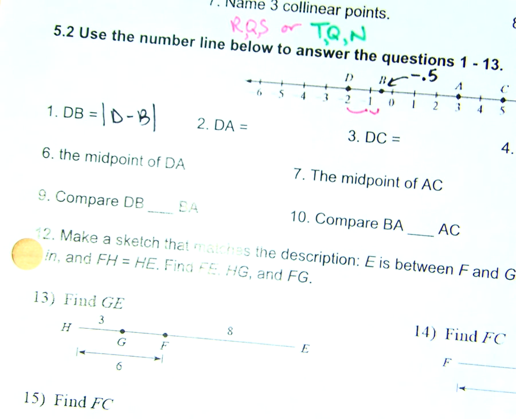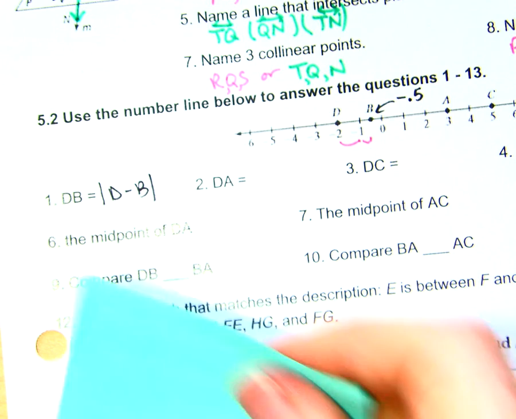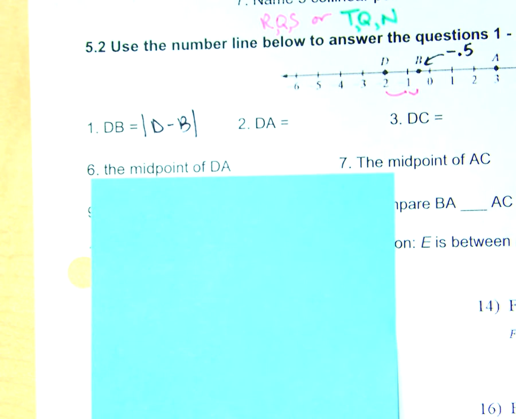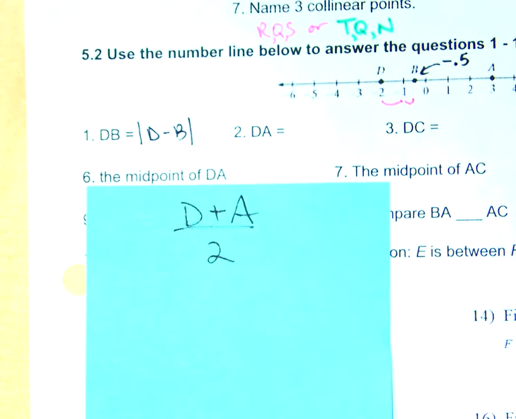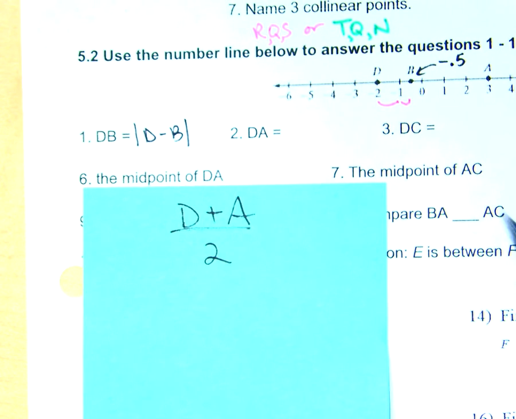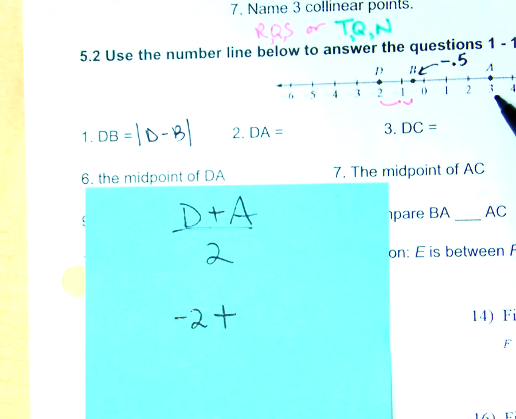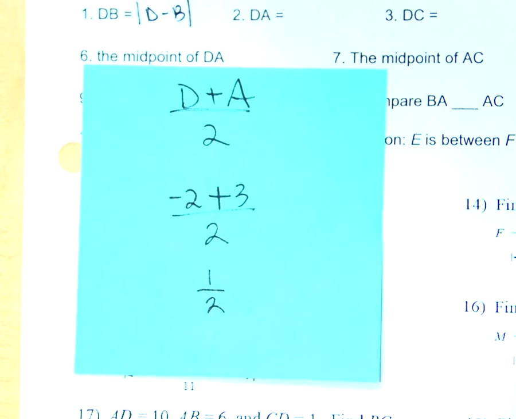And then number 6 says find the midpoint of DA. What I want to remember about the midpoint is I'm just adding and dividing by 2. And we've done this a ton. So I would just do D plus A and divide by 2. Okay. So I know D is -2. And I know A is at 3. And -2 plus 3 is 1. And so what I have here is 1 over 2.